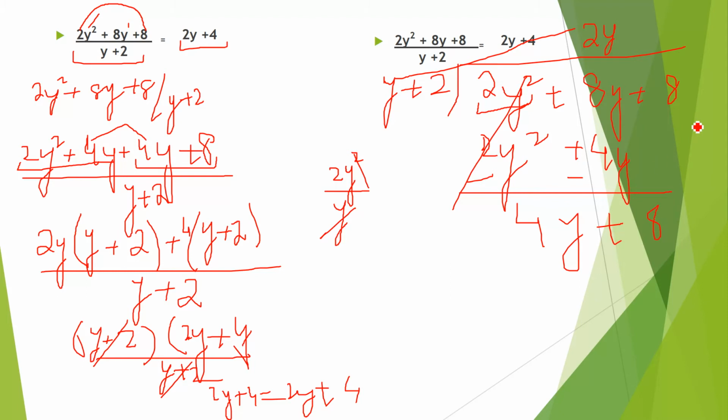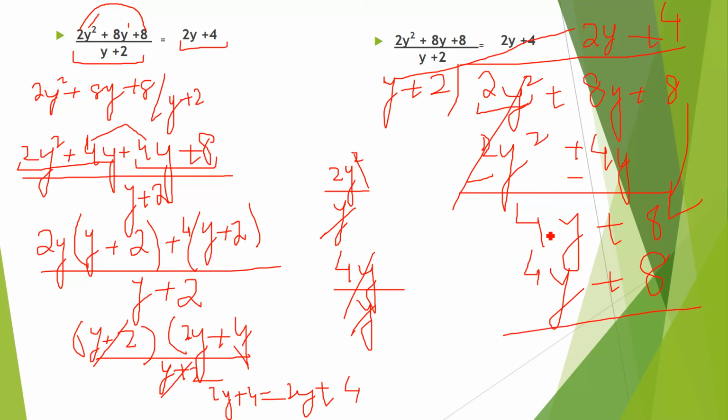Again we will do the same three steps. The first term of the dividend is 4y, the first term of the divisor is y. So this time the y will cancel out, only 4. So we can write down 4 here. What is the second step? You have to multiply y plus 2 one by one with 4. First is 4y, you can write down 4y here, and second is 2 times 4, 8. And the third step is you have to subtract from the dividend.